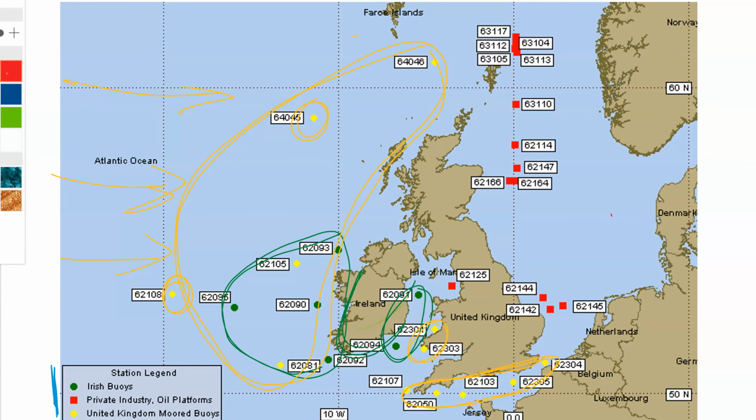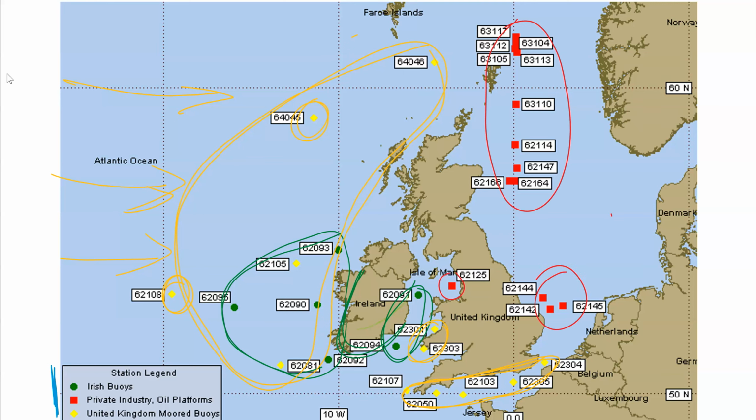Finally, you've got your private industry in red. These are your oil platforms, and these are located here mostly in the North Sea. There's one here in the middle of the Irish Sea, but they're mostly in the North Sea. And that's because you've got the oil rigs in the North Sea, and again the industry will like to know what the weather is going to be like in order to help to make a forecast.